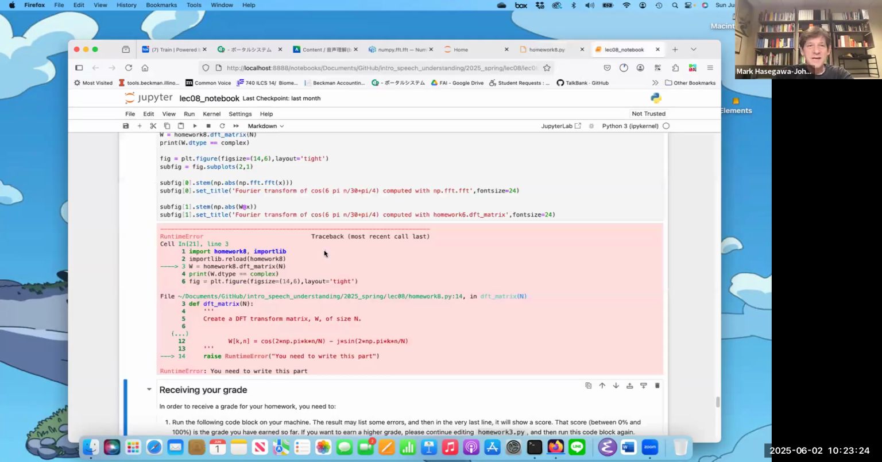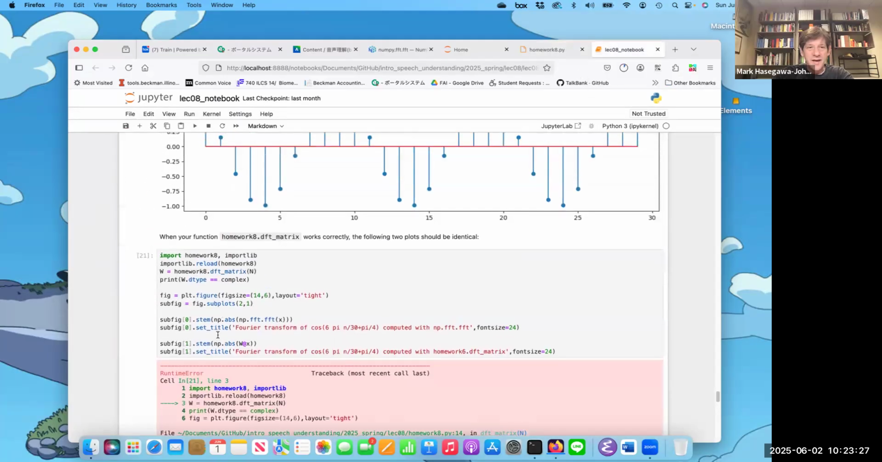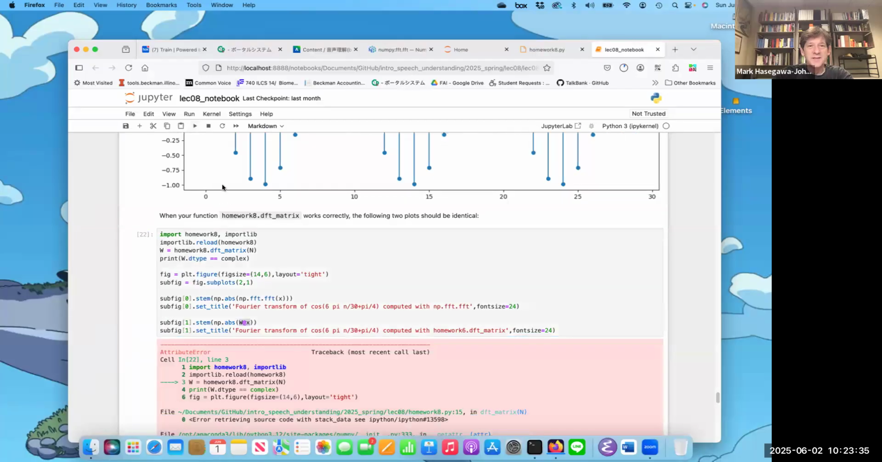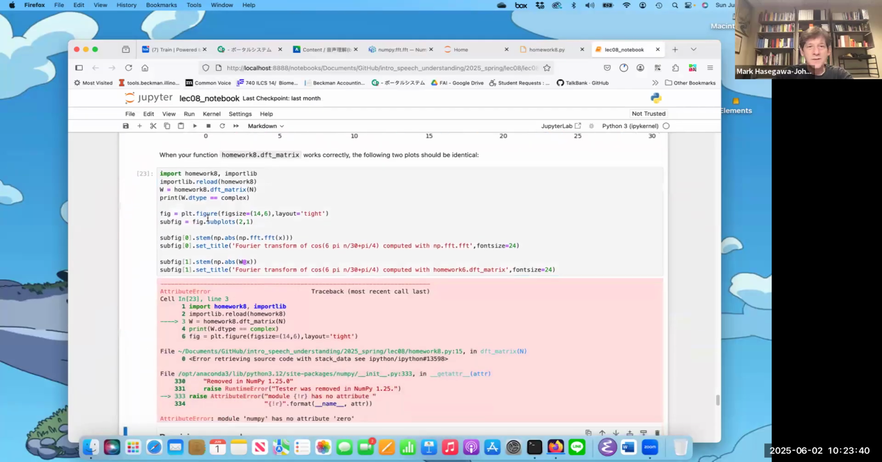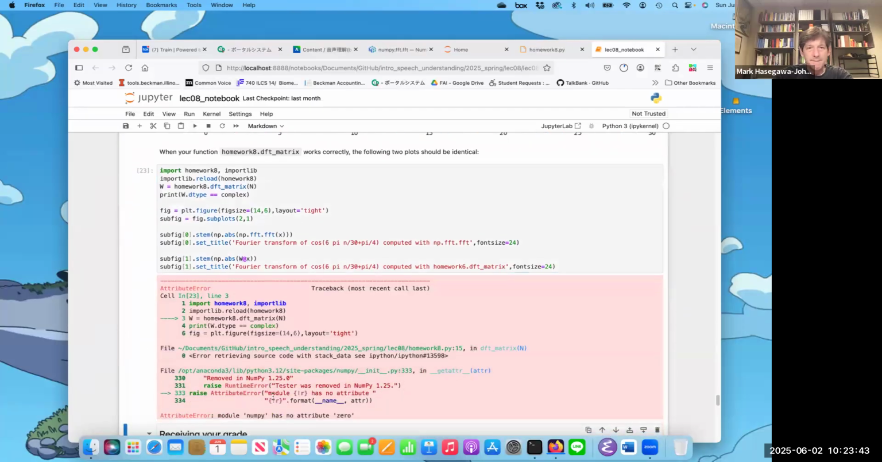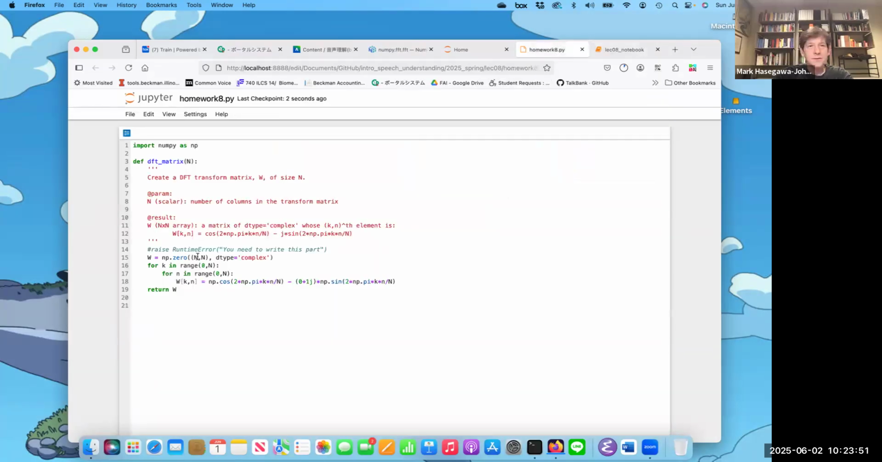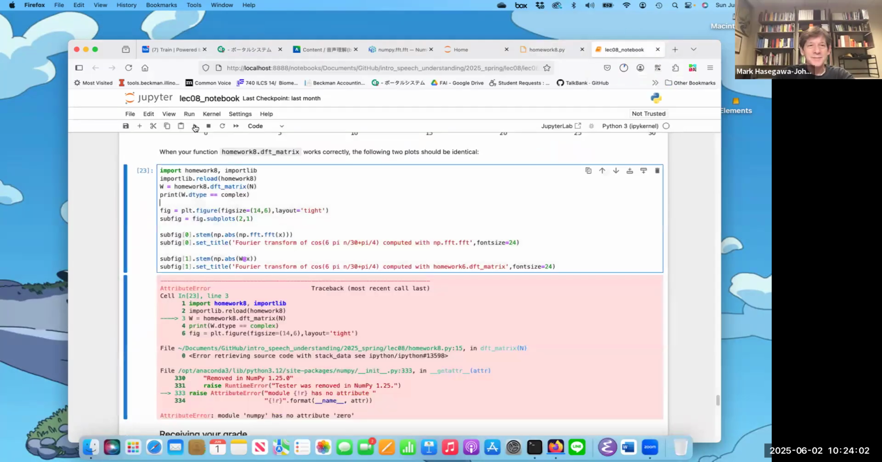If I save this and go back here and multiply that W matrix times the input signal, I should get an output that has, all right, I need to reload it. Well, I still have an error. What's the error? NumPy has no attribute 0. Oh, I called it 0. I should have called it zeros. There we go. I called the function name 0, and the function name should actually be zeros. Let's try that again.